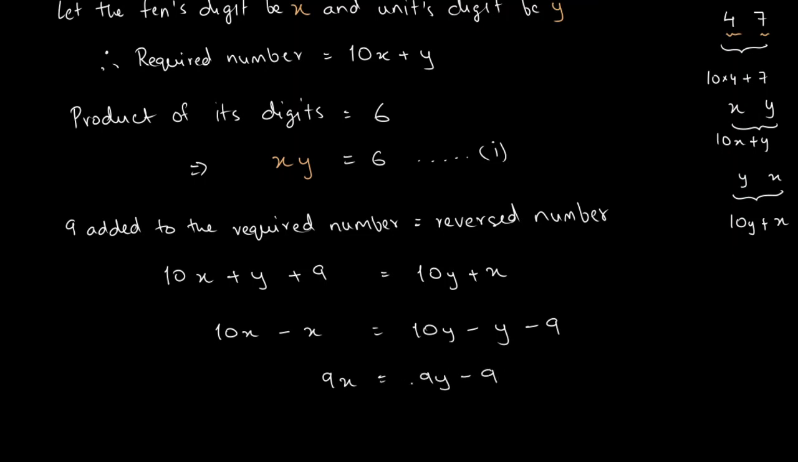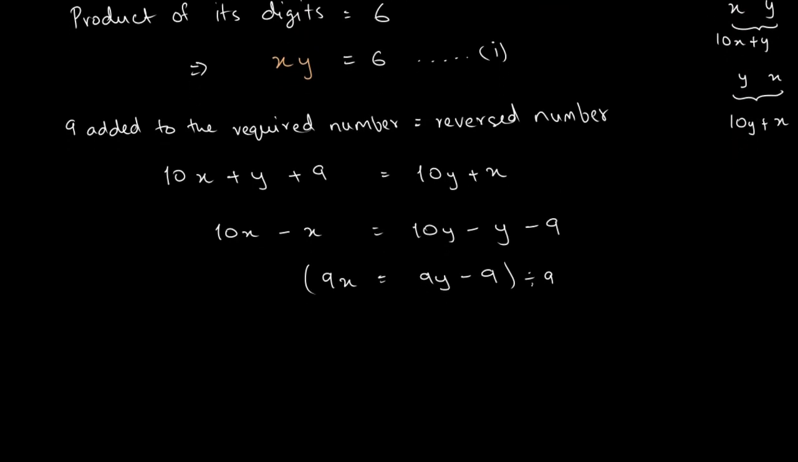All our 9's over here, let's divide this entire equation by 9. So this gives me the value. I can say therefore x is equal to y minus 1.